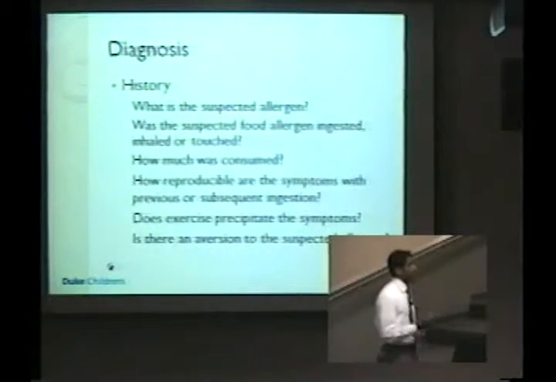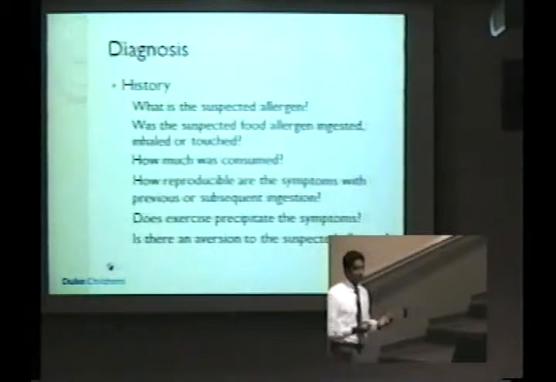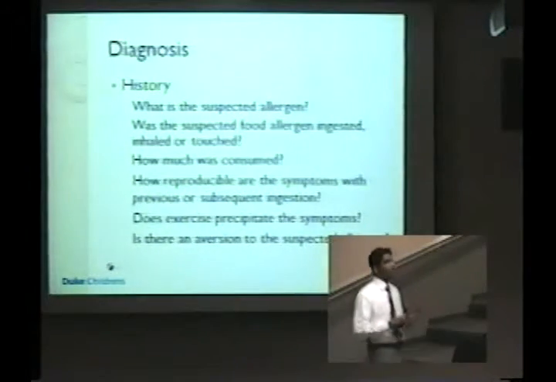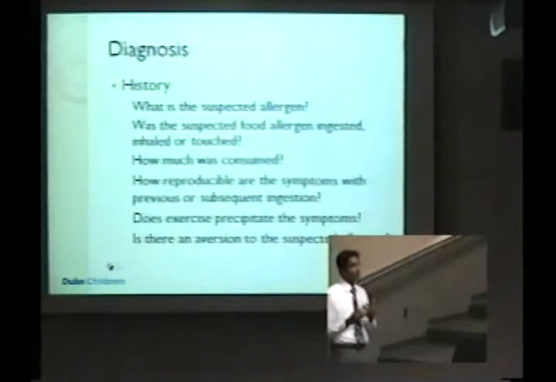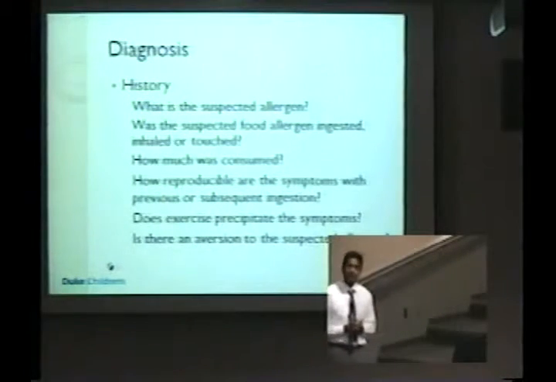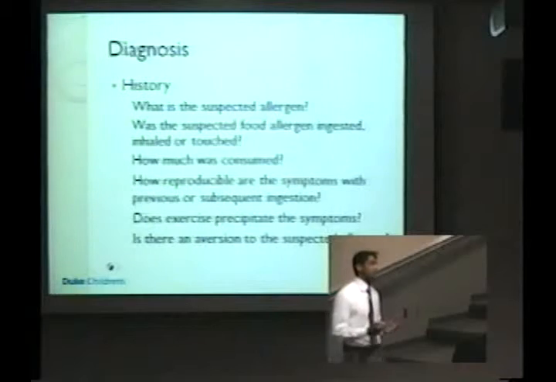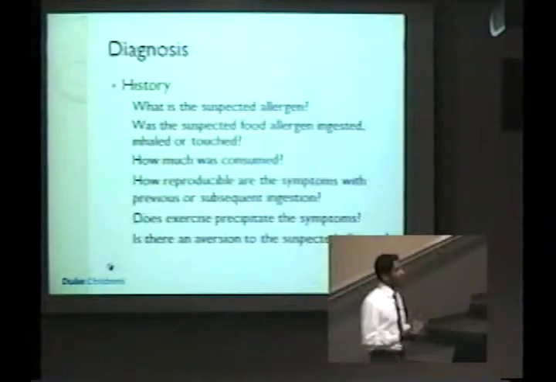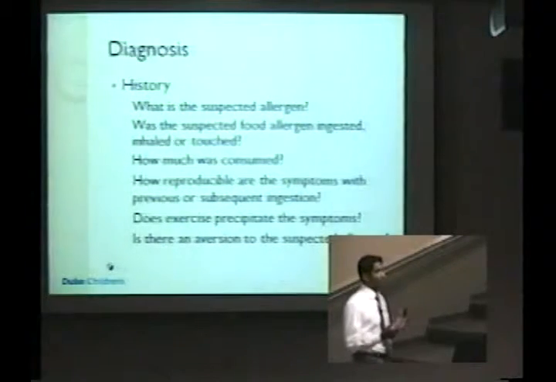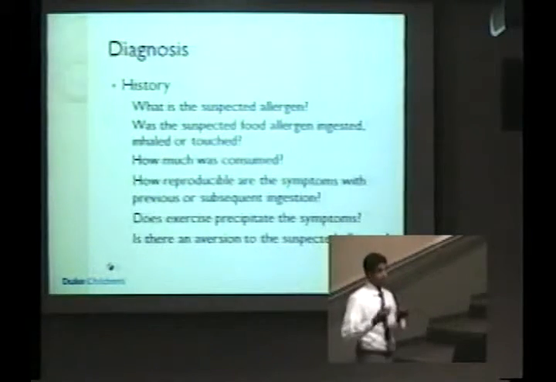Does exercise precipitate the symptoms? There is a diagnosis called exercise-induced anaphylaxis. The textbook patients have wheat allergy. They eat something with wheat, 4 hours later they exercise, and then they have a systemic, full-body anaphylactic reaction. It's an important part of the history that we as allergists need to look at. And then is there an aversion to the suspected allergen? I have a lot of teenagers that I take care of who hate peanut. They're peanut allergic, they won't get near it, and we're trying to give it to them as part of our research, so it becomes quite a difficult situation.